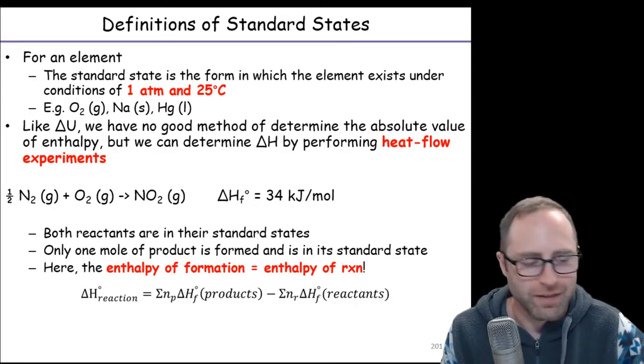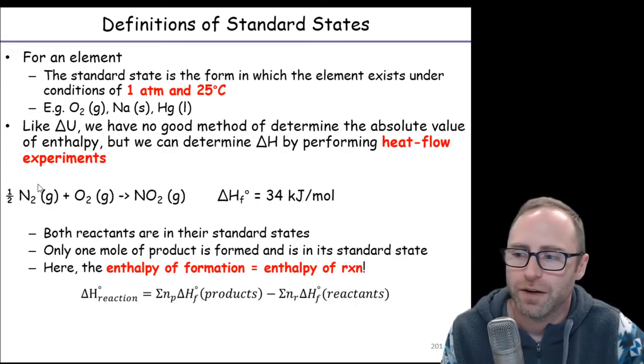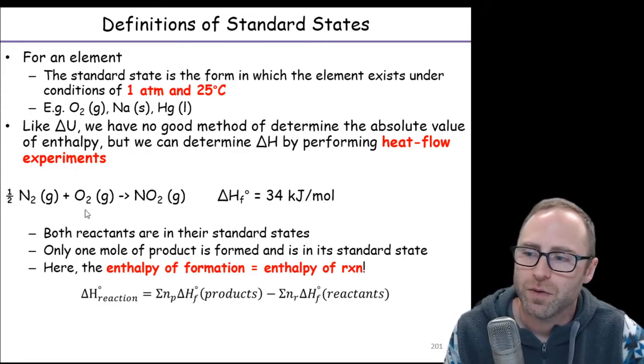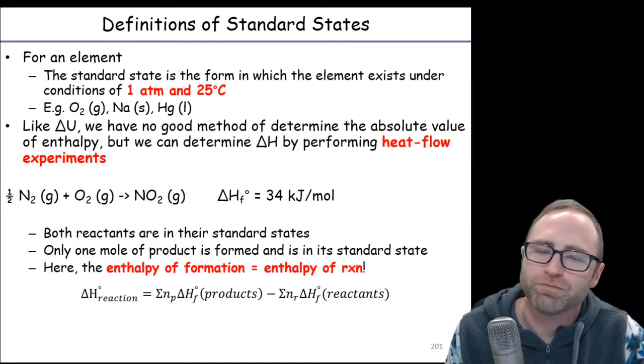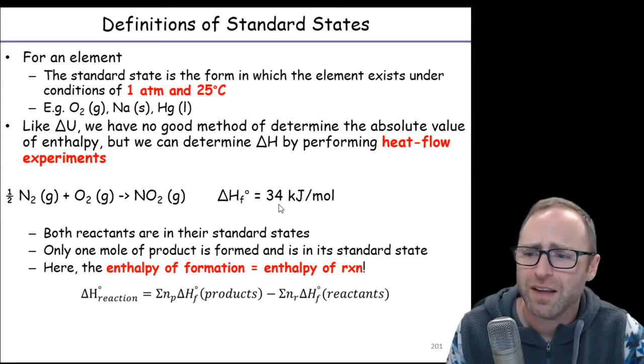So let's take a look at the chemical equation we've got right now here. This 1/2 N2 plus O2 goes to form NO2. So we've got half of a nitrogen, one whole oxygen equals nitrogen dioxide, mononitrogen dioxide. Off to the side, we've got this delta H of formation equals 34 kilojoules per mole.